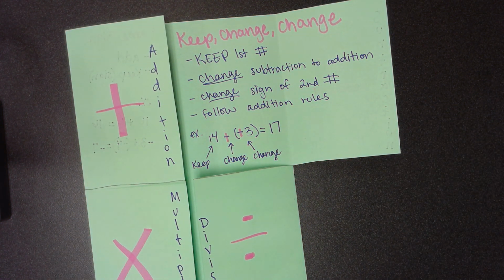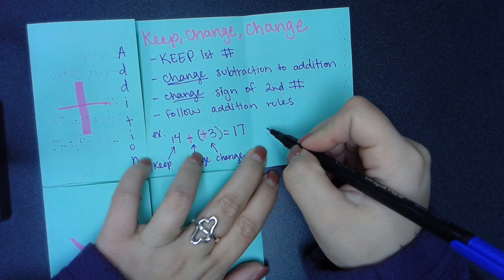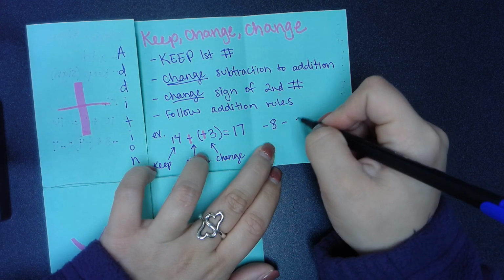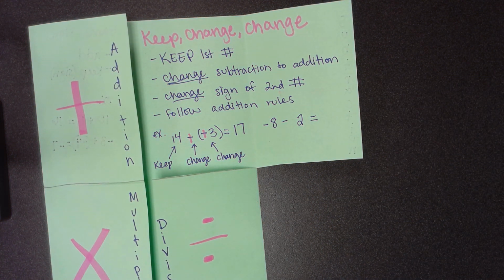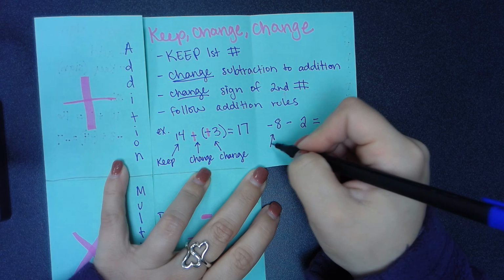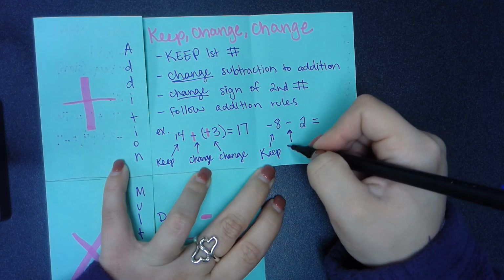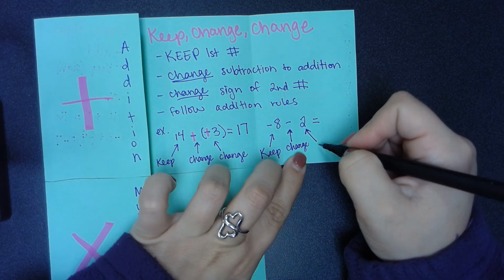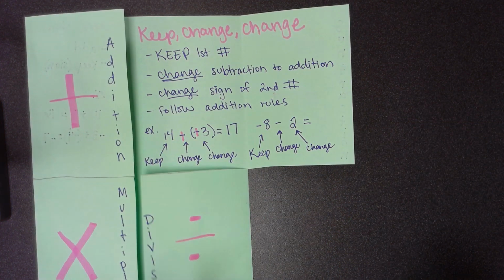So now I'm going to write the next problem, and I want you to try it before I give you the answer. So let's try -8 minus 2. Okay, -8 minus 2. Remember, we keep, I change, and I change this one. Okay, so try that.